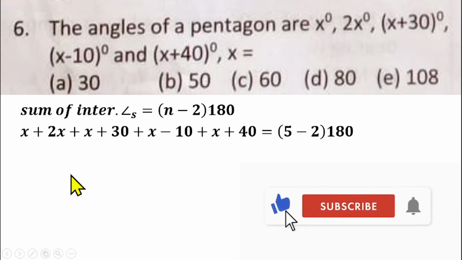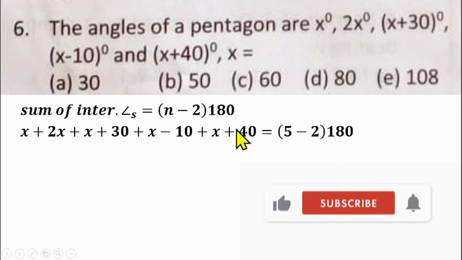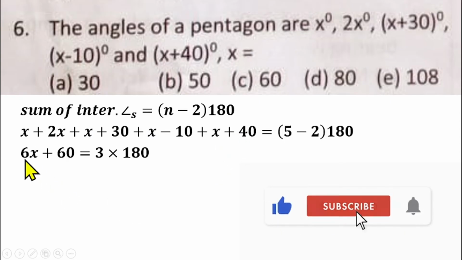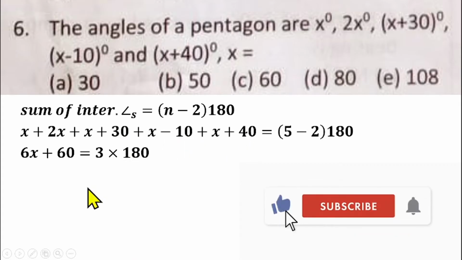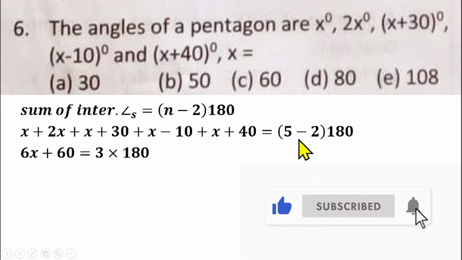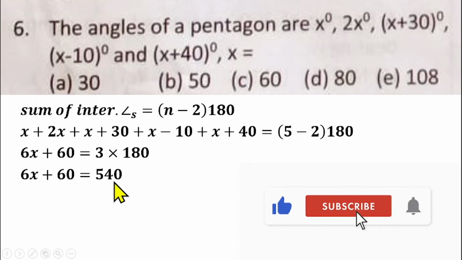From here we can collect like terms. We have s plus 2s plus s that gives us 4s, plus another s, 5s plus x, that gives us 6x. So then 30 plus minus 10 will give us 20, plus 40, that gives us 60, equals 5 minus 2, which is 3, times 180. From there, if you simplify, 3 times 180 gives us 540.